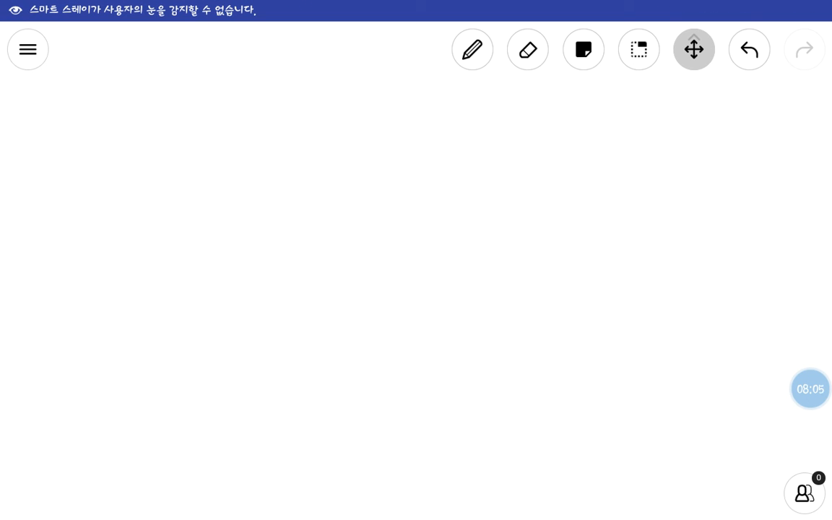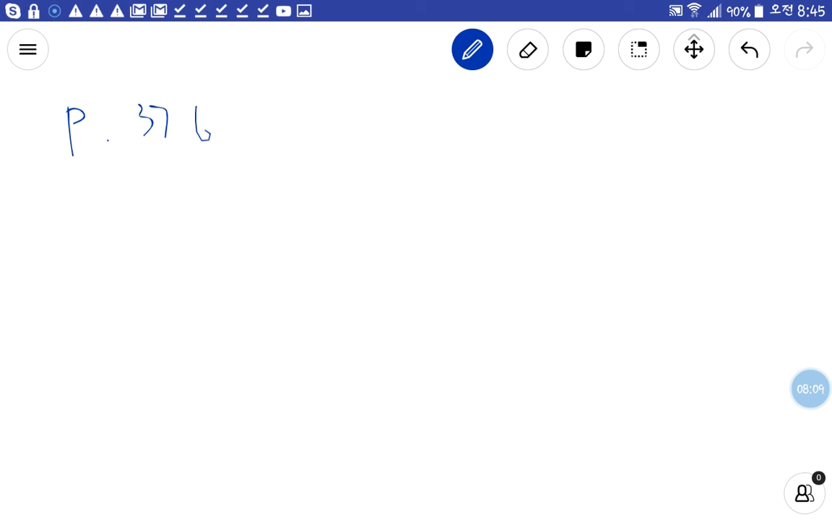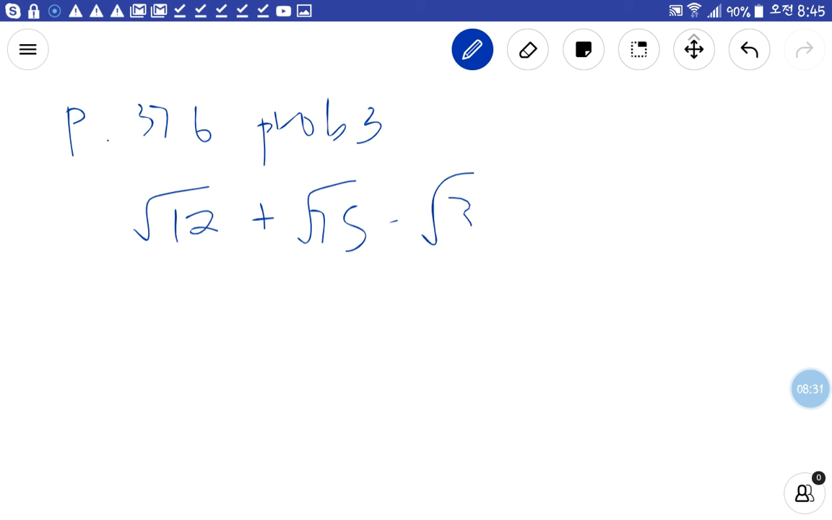So next question, page 376, problem 3. Simplifying before adding or subtracting. So in here, you should simplify each expression so that you can find all the like radicals, which means you have to break up your given numbers 12 and then 75 into the prime factorization.